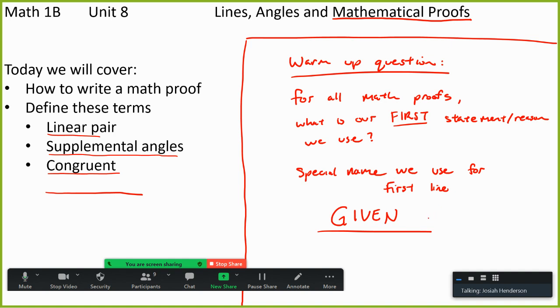So just a quick note on what given means. What it means is we assume it. We assume it's true. So there'll always be some information they give you. And then the reason for it is that it's a given.